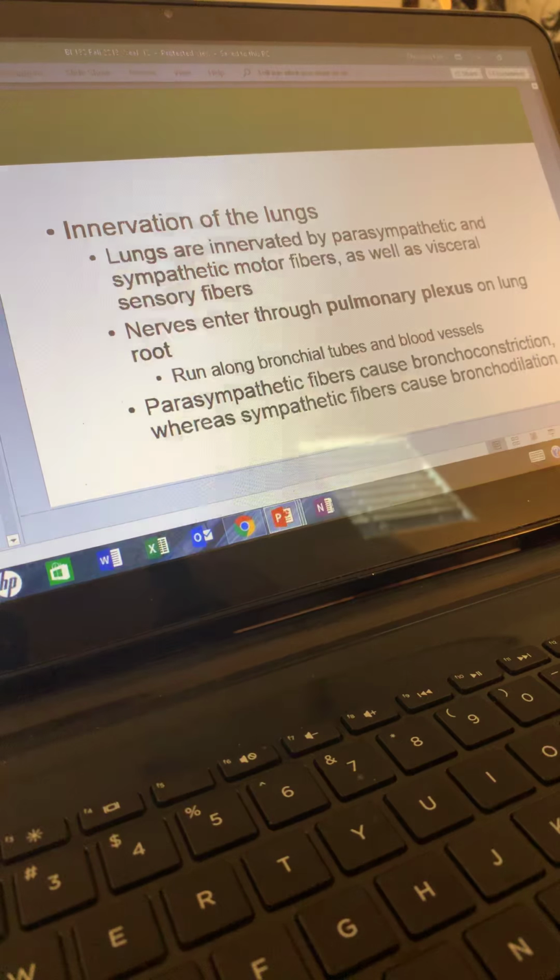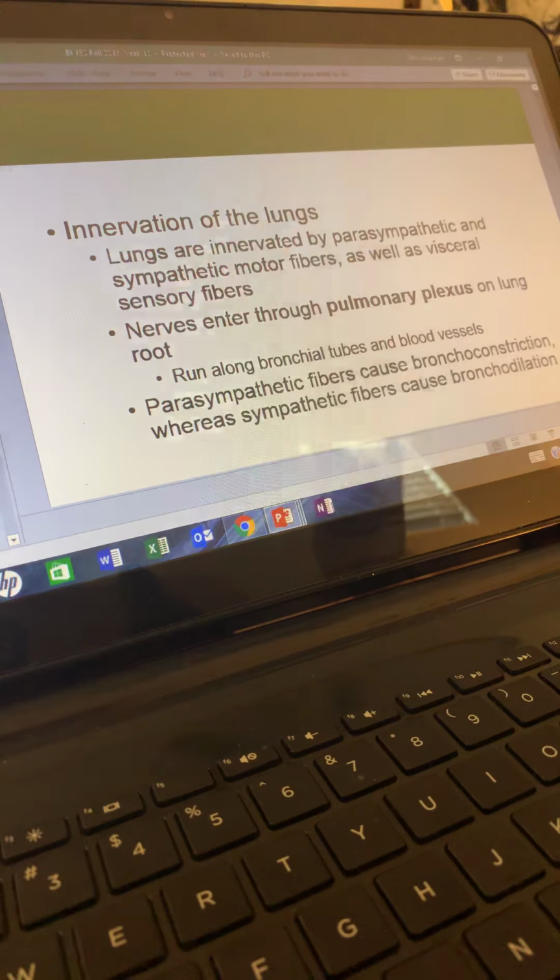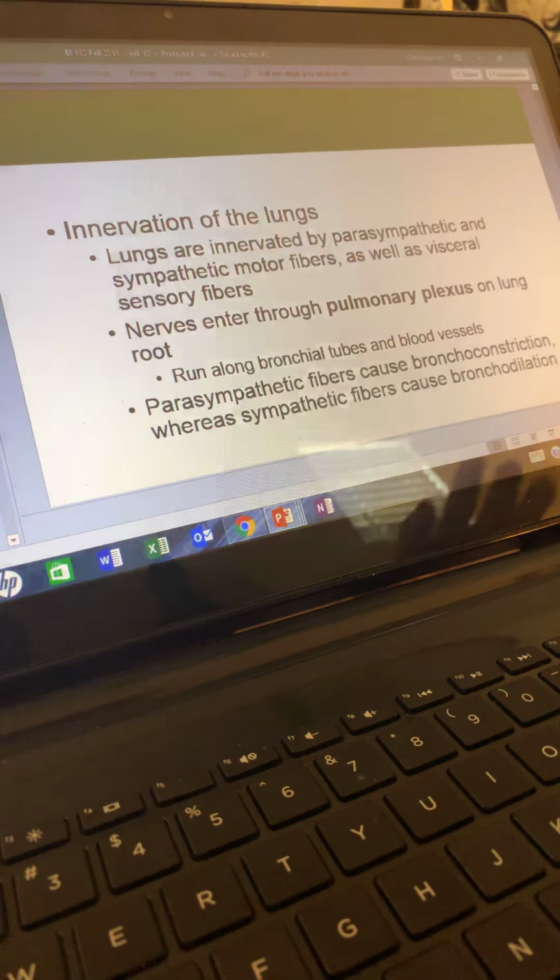Innervation of the lungs. Lungs are innervated by parasympathetic and sympathetic motor fibers, as well as visceral sensory fibers. Nerves enter through the pulmonary plexus on the lung root, and they run along the bronchial tubes and the blood vessels. Quick note, nerves, arteries and veins usually run together, because it's like building a freeway system that works perfectly, right? You don't build another brand new freeway system. You add lanes, right? If you have a system that's perfect, that's already in existence.